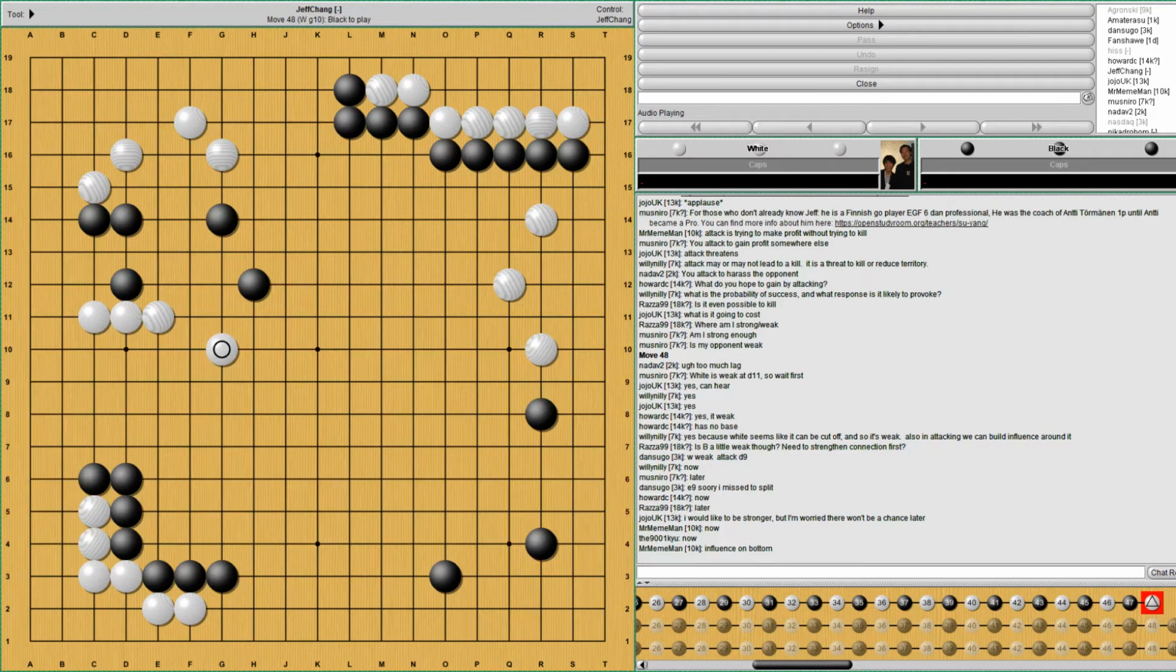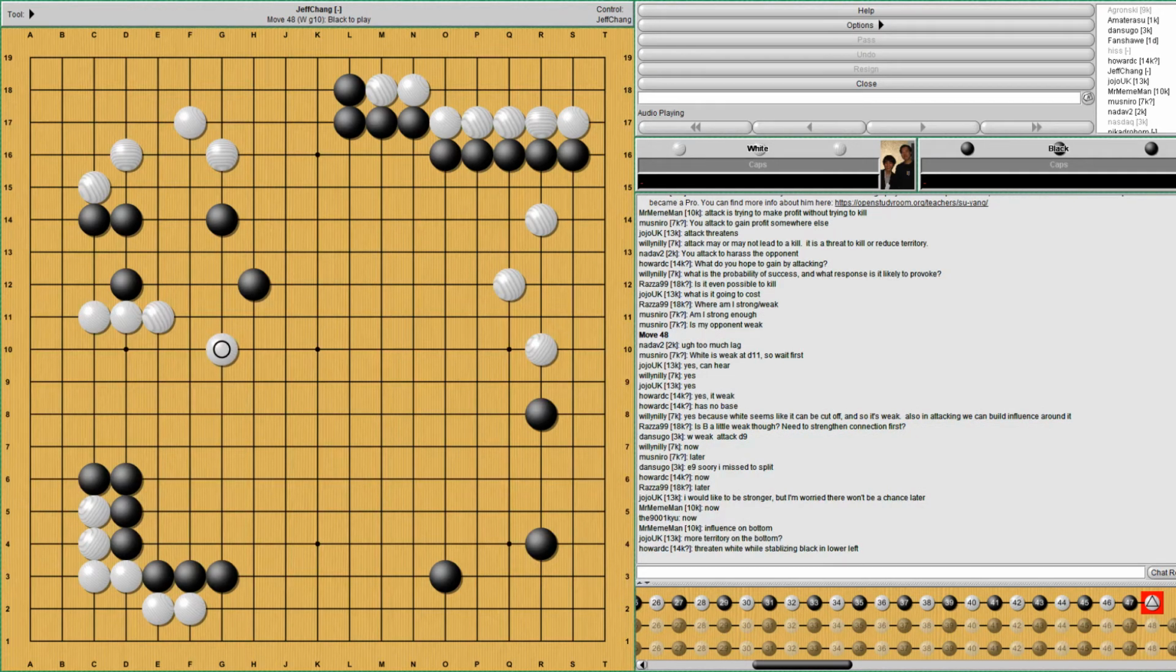Influence on the bottom. Okay, anyone else, please? More territory on the bottom. All right, I can see several answers. So your answers are basically about either getting territory or influence at the bottom, or something about the lower left.